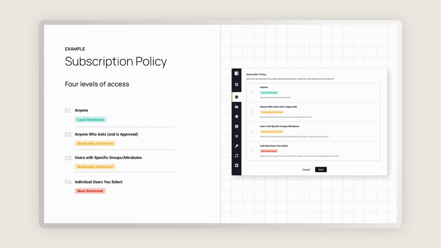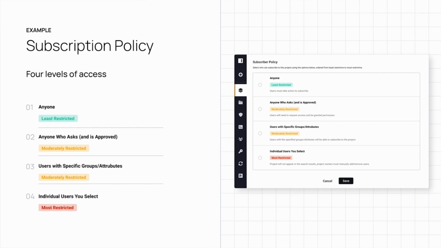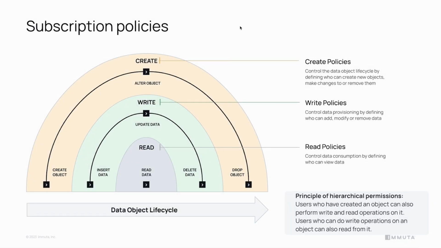You're probably already familiar with our subscription policies, where if I wanted to write something that says everyone who's part of the finance group should get opted into tables that contain bank account routing information, I'd be able to do that on the read side. Well, we released that now for the write side as well.